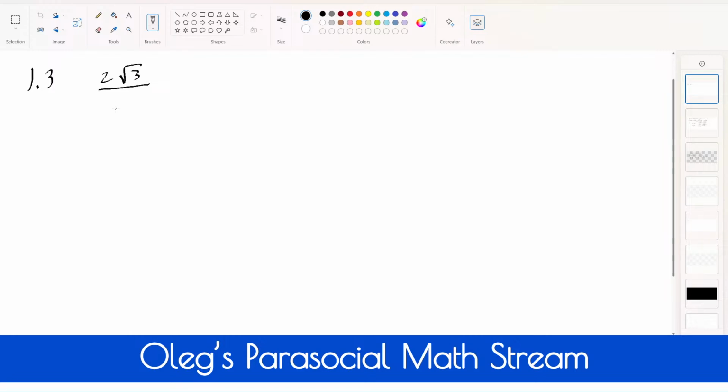2 root 3 over 3 root 10. What is its simplest form? Okay, so in terms of the simplest form, that means we have to get rid of the square root at the bottom. And the way we're going to do that, we're going to go like this.